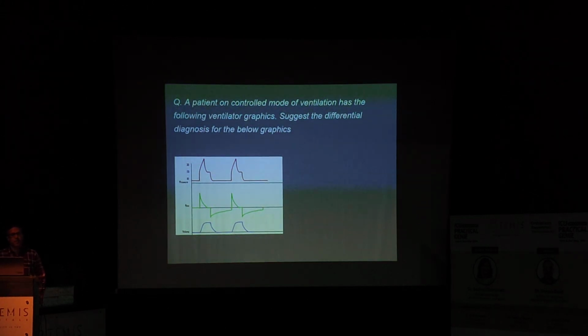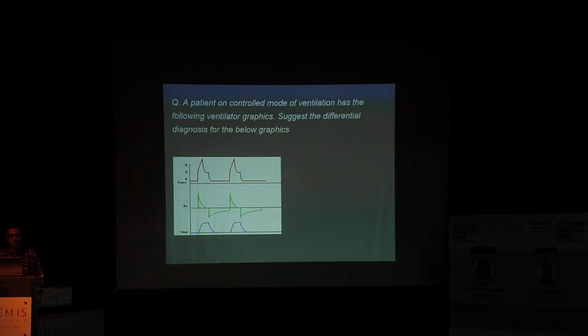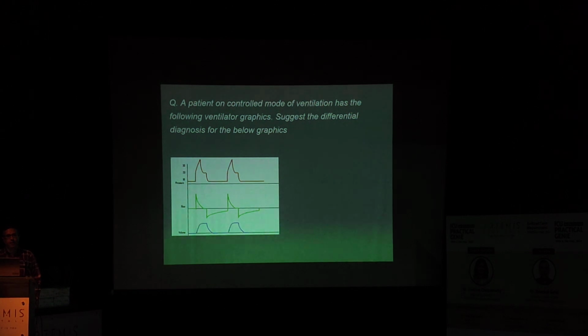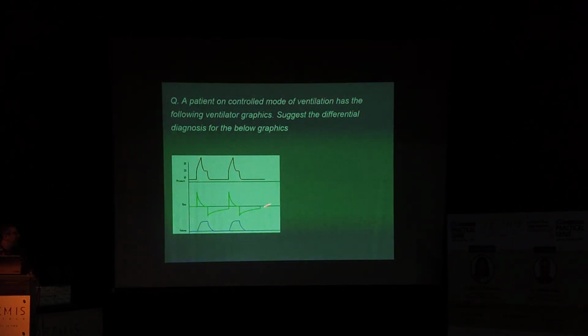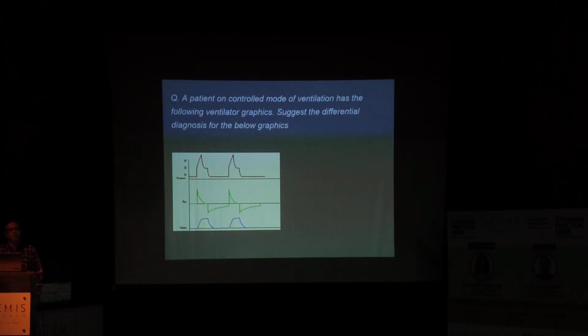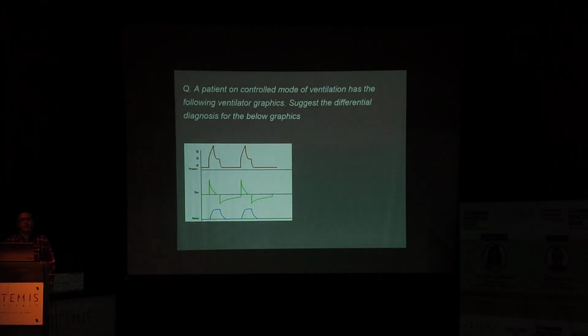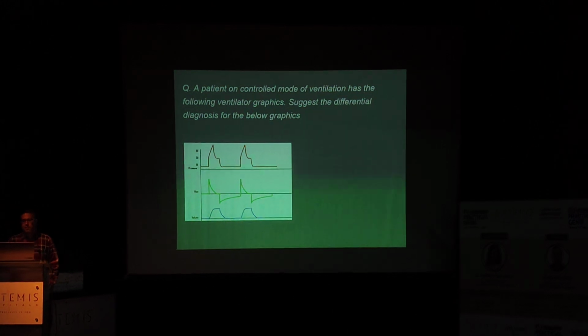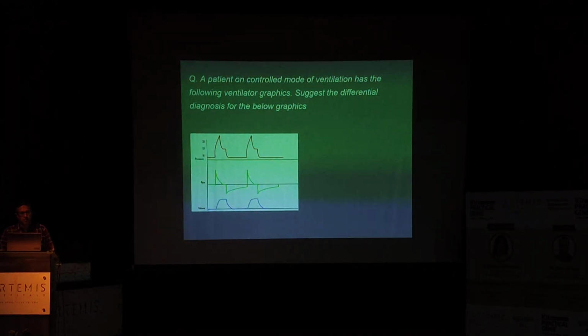And what can you see from this graphic? Air trapping is there. P peak is high. There is a bit of air trapping. So what are the differentials? COPD. Differentials, not one diagnosis.